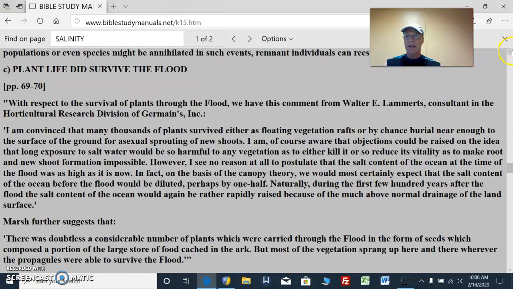Now, plant life did survive the worldwide flood. With respect to the survival of plants through the flood, we have this comment from Walter E. Lammerts, consultant in the Horticultural Research Division of Germain's, Incorporated. He says, "I am convinced that many thousands of plants survived either as floating vegetation rafts or by chance burial near enough to the surface of the ground for asexual sprouting of new shoots. I am, of course, aware that objections could be raised on the idea that long exposure to salt water would be so harmful to any vegetation as to either kill it or so reduce its vitality as to make root and new shoot formation impossible.